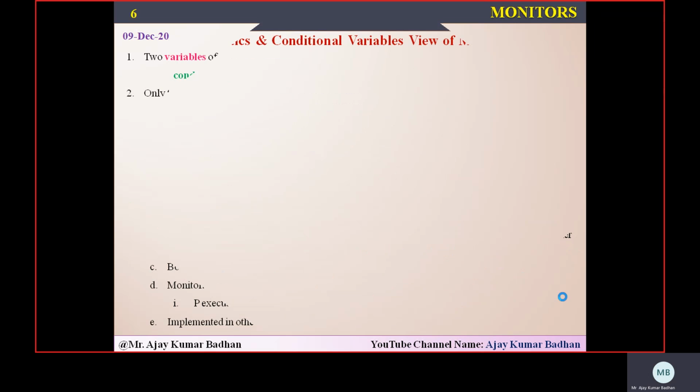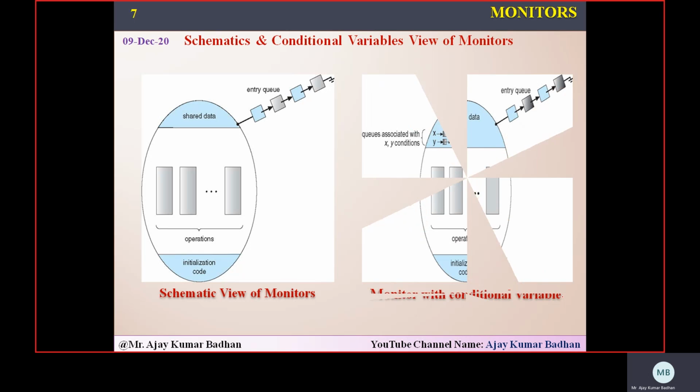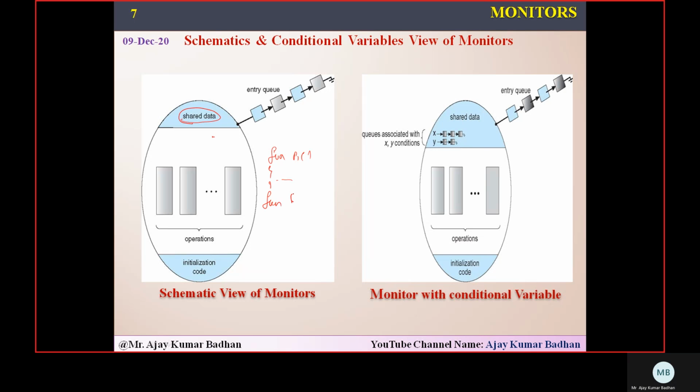Now after this, I am going to provide you a diagrammatic view. This is the diagrammatic view of your monitors, whatever we have seen. So if you see here, there we had something called variable declaration. So in this scenario, we have shared variables here. Okay, and then we have function P1, function P2, and so on up to function Pn. So that is what is represented. So operations are nothing but your functions. And then at the bottom I had initialization code. Now this is the initialization code.